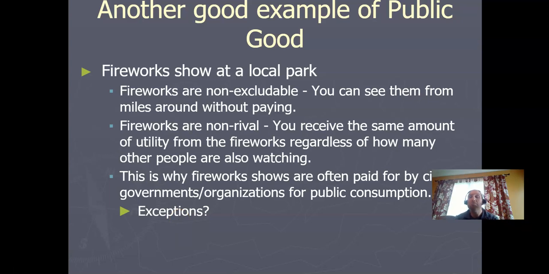So again, public goods. This is one more example of something that markets without any sort of government intervention usually are not able to provide in a socially optimal amount, simply because of the free rider problem. All right, so that's that.